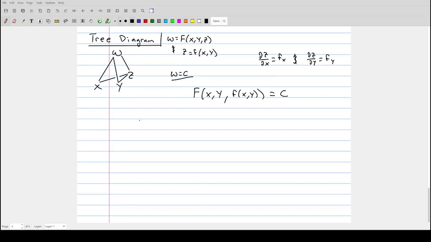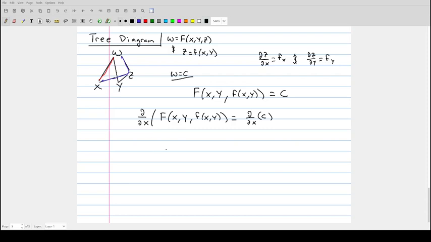We need to go through and use the chain rule. We take the partial derivative of both sides of this expression with respect to x. So the left-hand side is the partial derivative of this composition of functions, and the right-hand side is the partial derivative of the constant c. From the multivariable chain rule, on this tree diagram, you see that there's two paths of dependence of w on x. It's this path of dependence right here and this path of dependence right here.